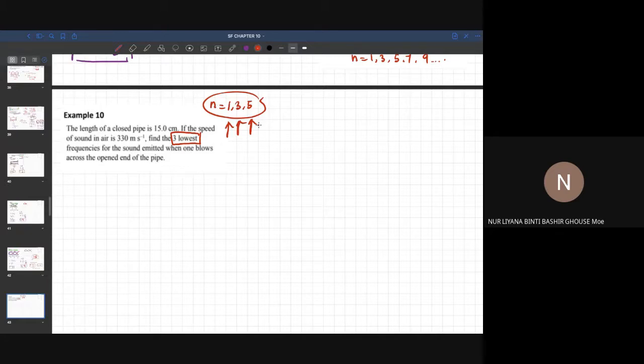Okay, Miss nak awak try ya. Awak try buat example 10 and example 11. Sekejap lagi Miss datang balik. Okay, if you have questions, tulis dekat chat box. And when you're done with example 10 dulu, bila awak dah start dengan example 10, then you say done. Kita discuss example 10 dahulu.